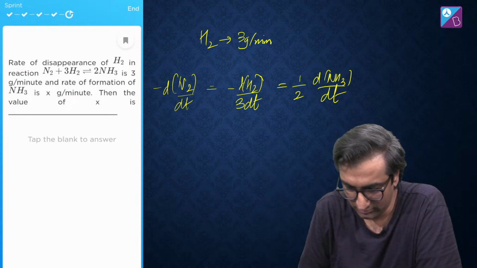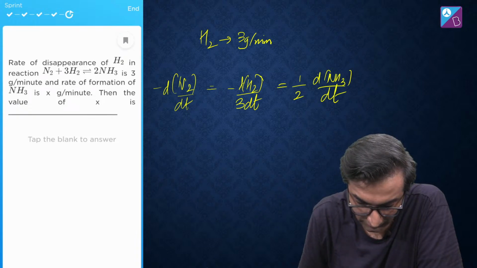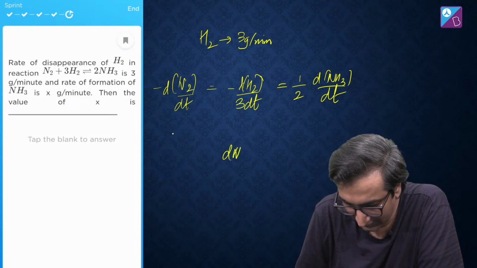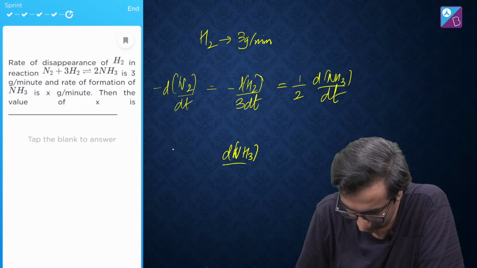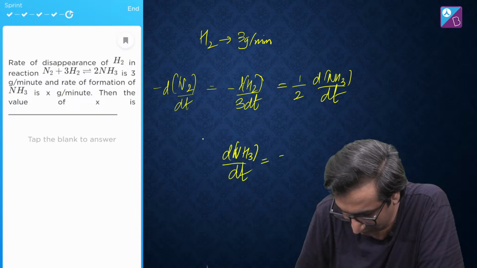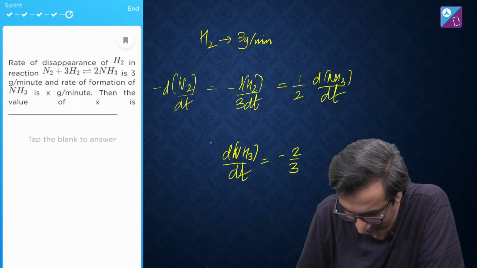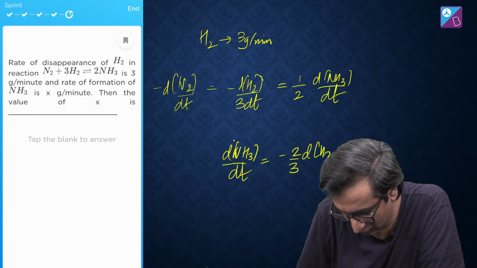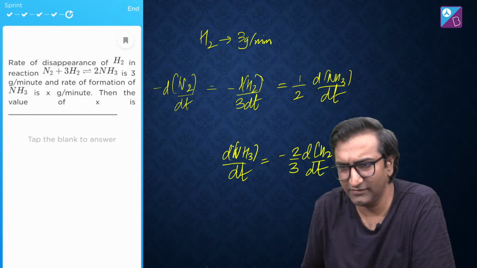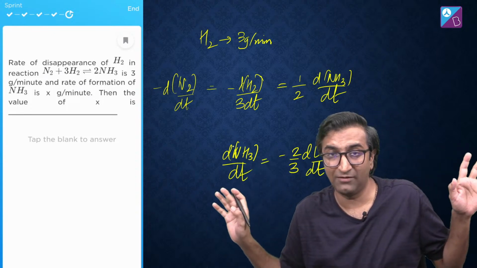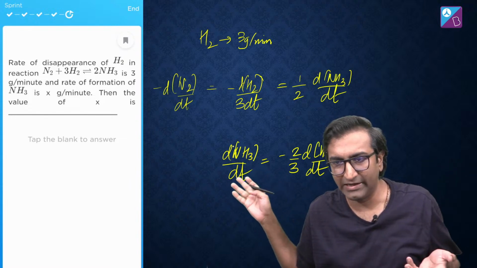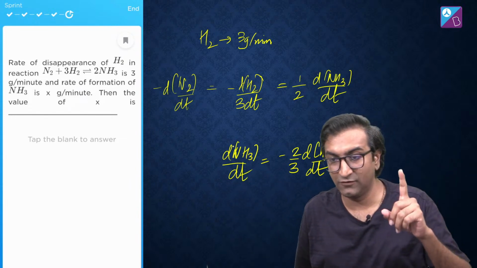From this expression, I want NH3. So d of NH3 by dt is equal to minus 2 by 3 d of H2 by dt. This is a simple question. This is very likely to come for JEE main. Very likely. Numerical entry है. गड़बड़ होने के chances भी हैं.